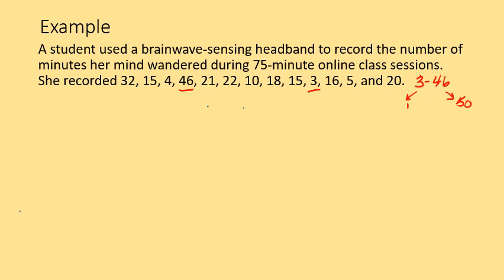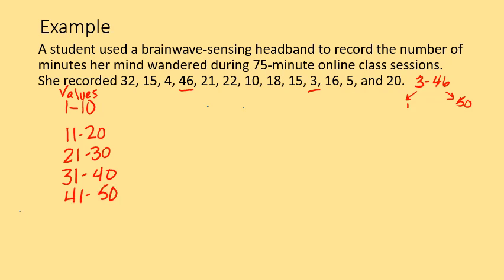And in our case, for this example, I'm going to choose 5 intervals. I'm going to choose 1 to 10 as my first interval, and these are our values. I'll choose 11 to 20, 21 to 30, 31 to 40, 41 to 50. And now I can tally the number that goes in each. I'll put this in a separate column right now.